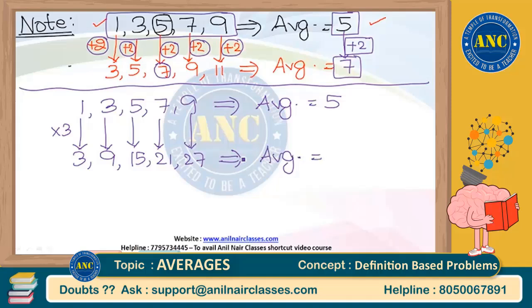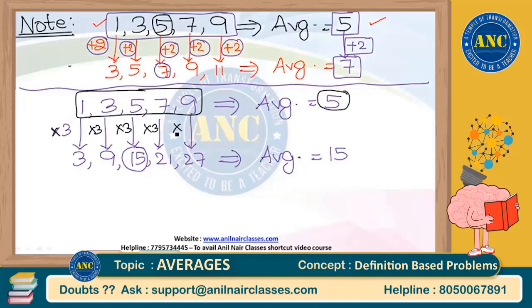And if I check the average, this also is in arithmetic progression. It is the middle value. Middle value is 15. Again, listen to my statement very carefully, sir. My original series is 1, 3, 5, 7, 9. My original average is 5. If each number in the given series is multiplied by 3, my average will also multiply by 3. 5 into 3 is 15. That is what I got here also.